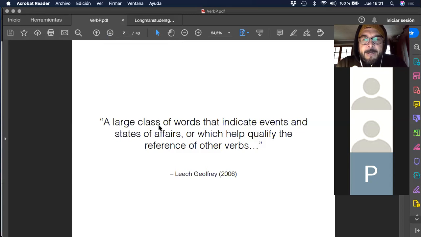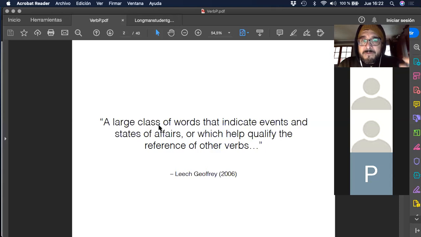And words, they are used to indicate events and a state of affairs. I would add something else to this. I would add that verbs, they refer to actions. And basically that would be the way in which we're going to work with them, like actions, okay? And also they help to qualify the reference of other verbs.